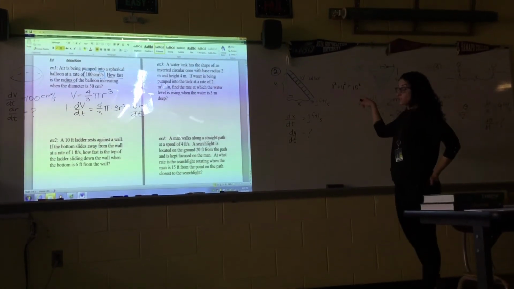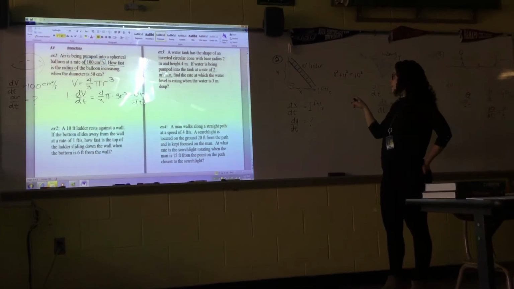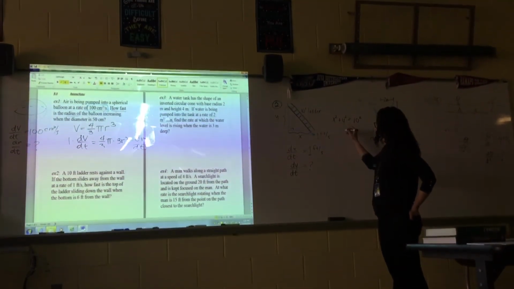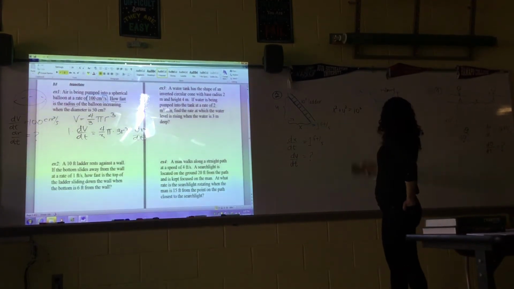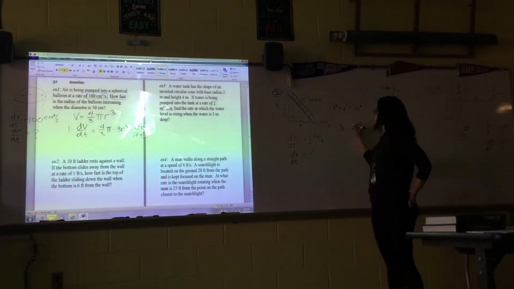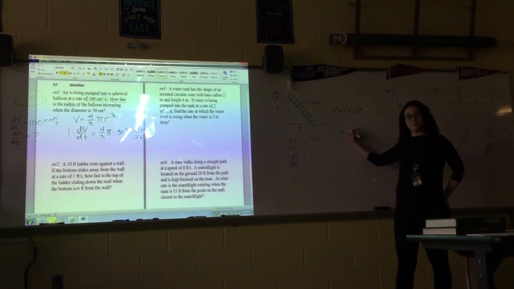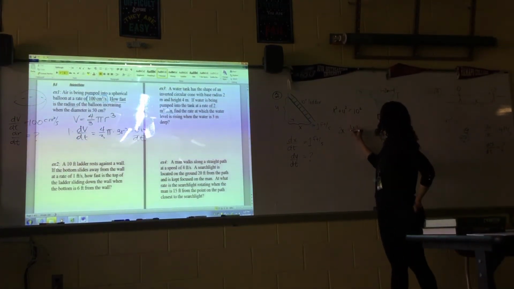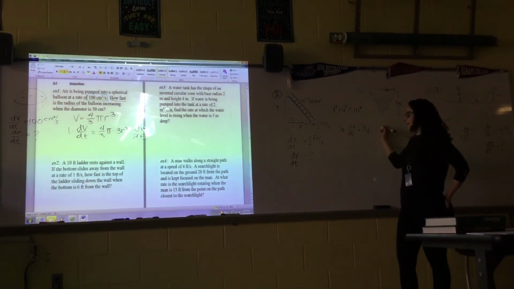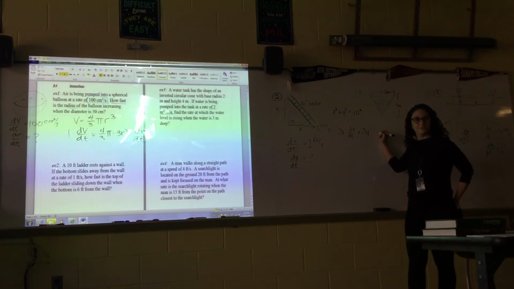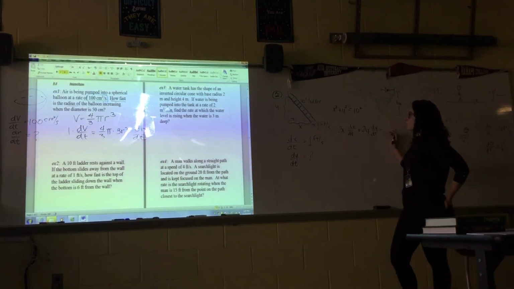I'm going to take this derivative with respect to time. So the derivative of x squared is what? 2x, times dx/dt, because I just took the derivative of x with respect to time. Plus, what's the derivative of y squared? 2y, times dy/dt, because I need to say that I just took this derivative with respect to time. What's the derivative of 10 squared?